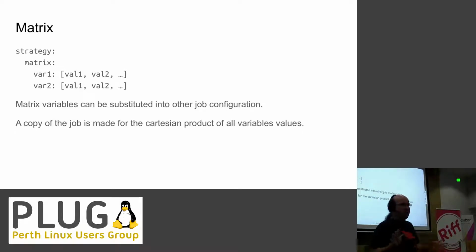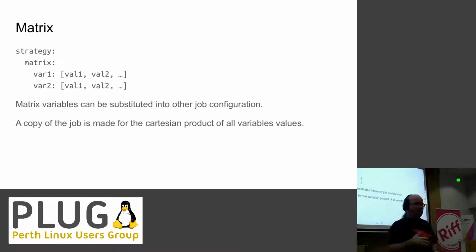If you don't want to get this Cartesian product behavior, you can also specify sets, individual sets of keys that you want to check. So you might say, I want to check Ubuntu with Python 3.5, Ubuntu 3.6, Ubuntu 3.7, and then I only want to check the latest version of Python on Windows and latest version of Python on macOS. You can do things like that.